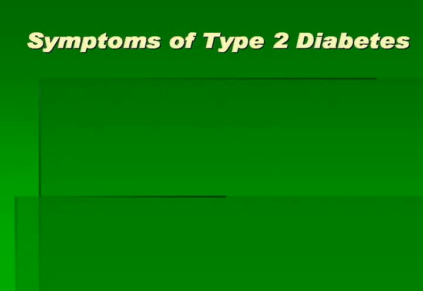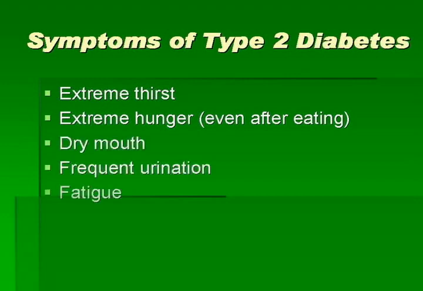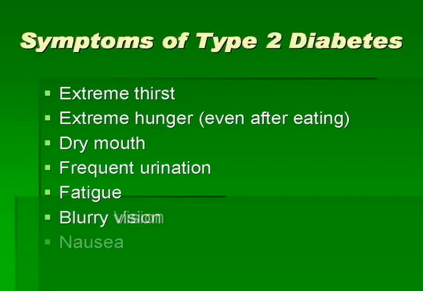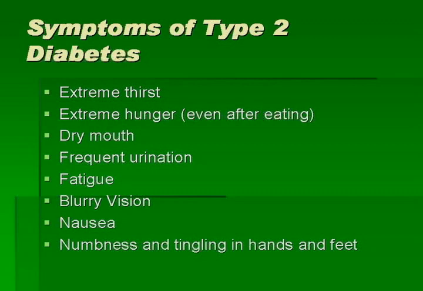Symptoms of type 2 diabetes include extreme thirst, extreme hunger even after eating, dry mouth, frequent urination, fatigue, blurry vision, nausea, and numbness and tingling in the hands and feet. Please tell your doctor if you're experiencing any of these symptoms. All 3 forms of diabetes have different causes. The results you are about to see pertain only to a genetic variant associated with type 2 diabetes.